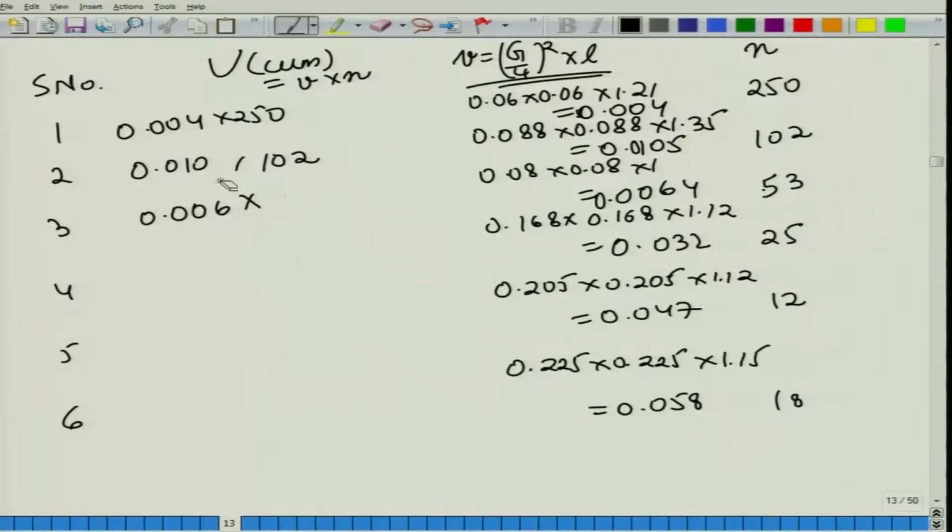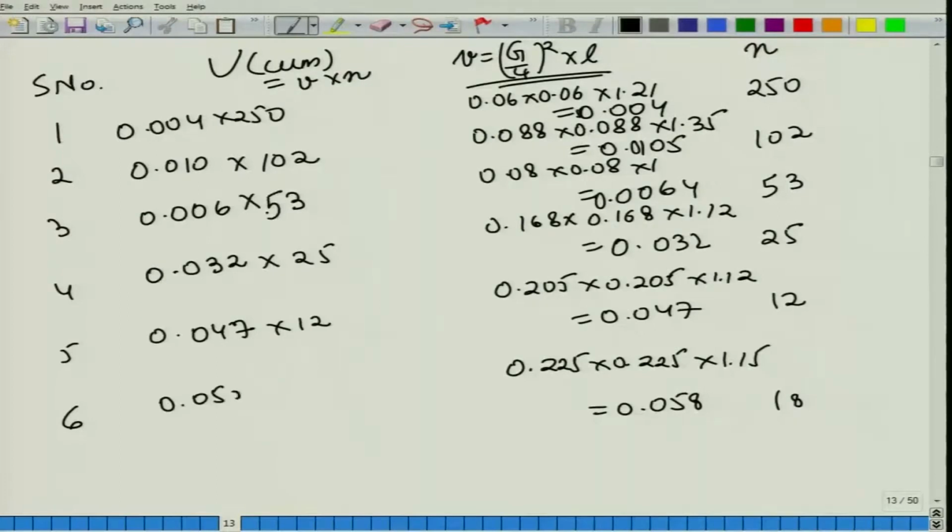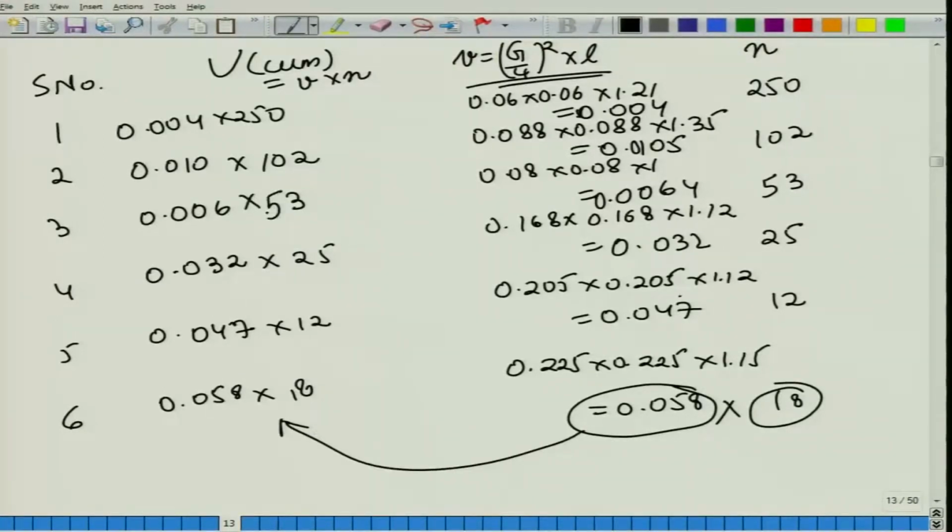Let us take it to just 3 decimal places. So, 0.006 into 53. Then we have 0.032 into 25, 0.047 into 12, 0.058 into 18. So, what we are doing is we are taking this value for v, this value for n, and we are multiplying both of these to get this value. Here also it is this value and this value multiply to get this value. So, let us now do these calculations.